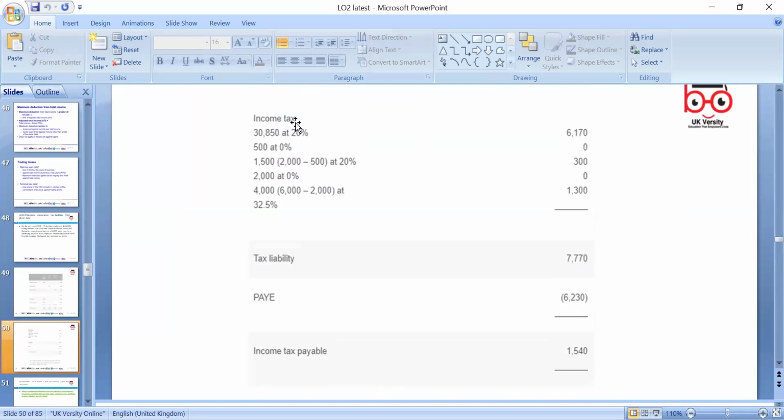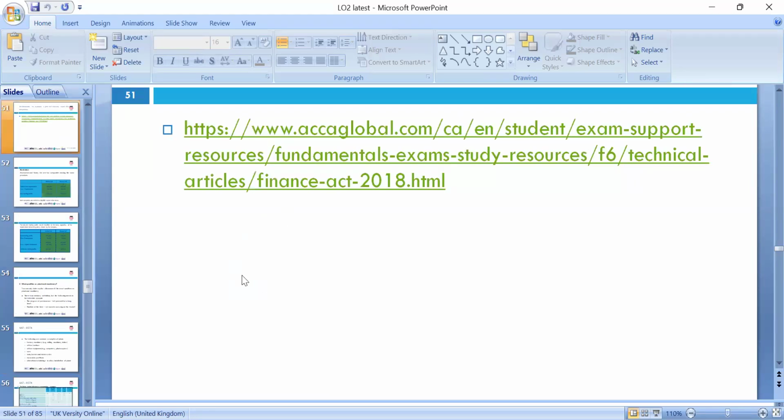So we now have 37,700 at 20%. Then for the remainder, if you are a basic rate taxpayer, the first 500 of savings is exempt. And if we have more than that, we can apply the remaining 20% rate. And then for dividends, first we look at the 2,000 exempt, and then the remaining you pay at the rate of 32.5%, and the taxable liability, less any tax deducted at source, shows how much income tax is payable.